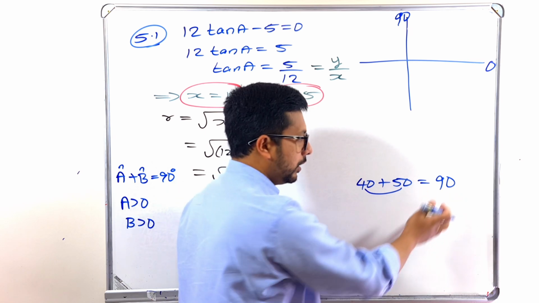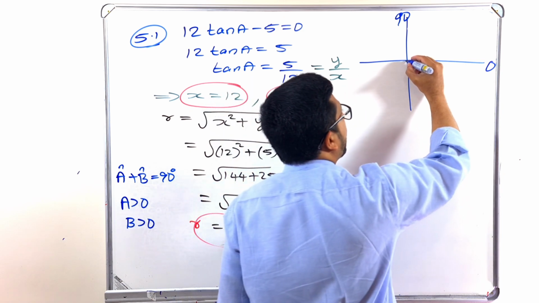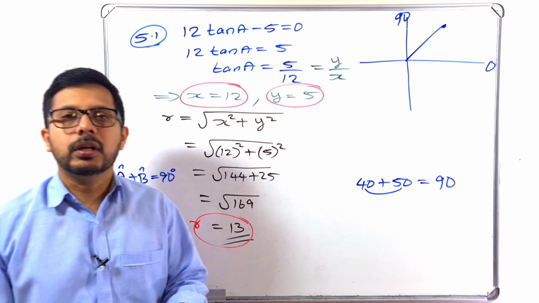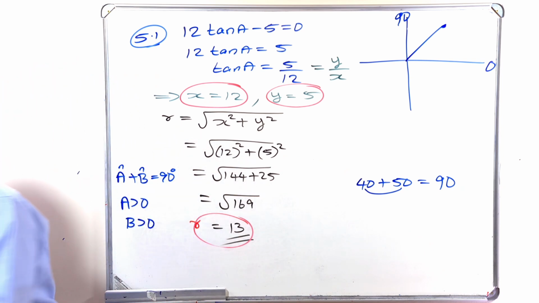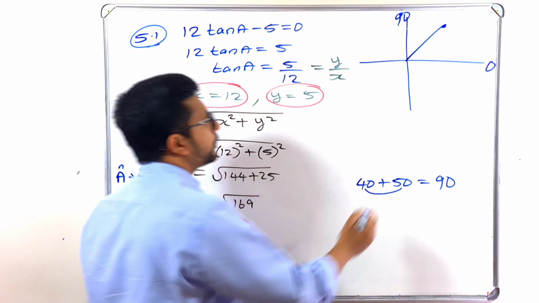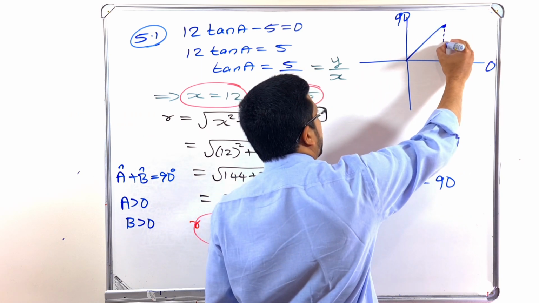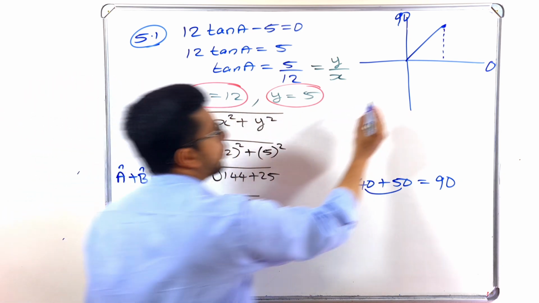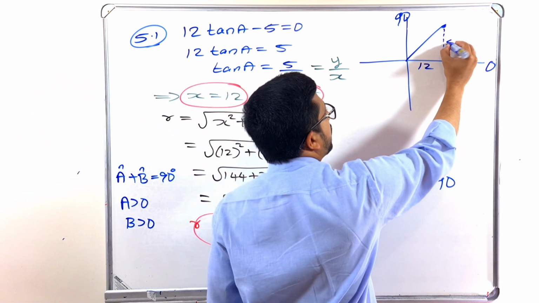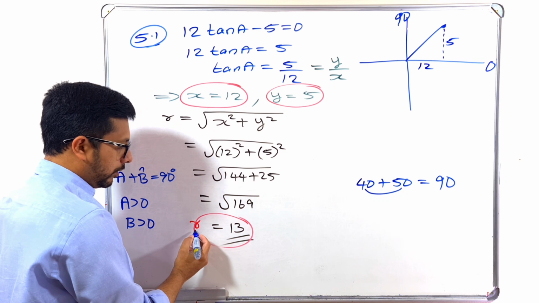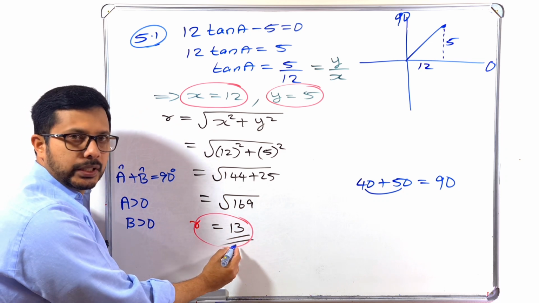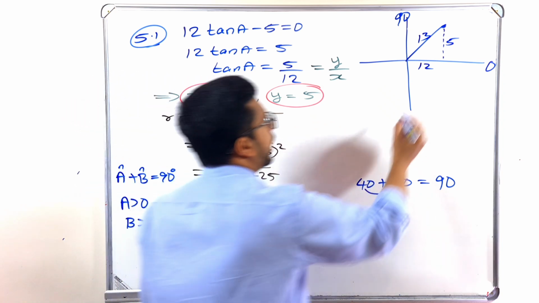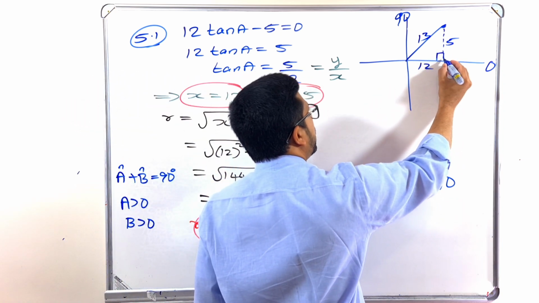Now, complementary means 90 degrees. So it means that the given angle or the point is on the first quadrant. And here let me draw a dotted line. What is the y value here? Y is 5 and x is 12. So x is 12 and y is 5. And we got the r, the radius or hypotenuse, 13. So this is 13. So this angle is 90 degrees.